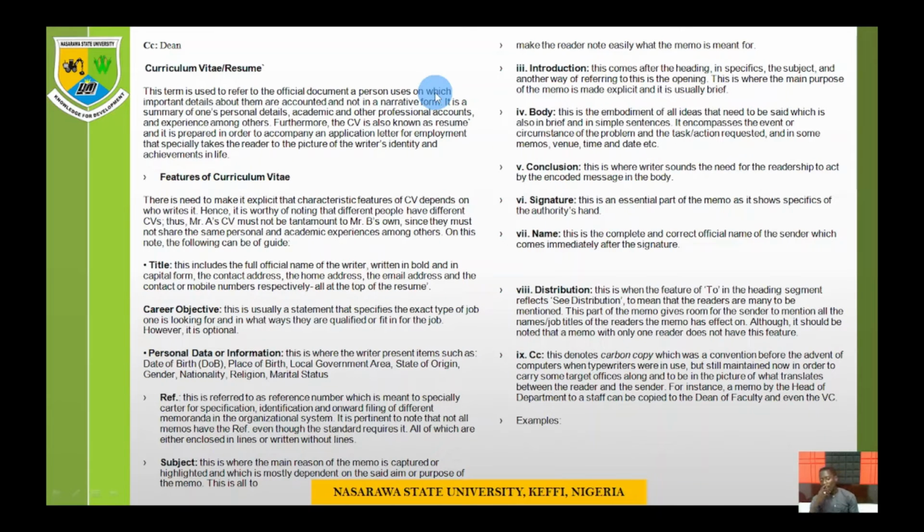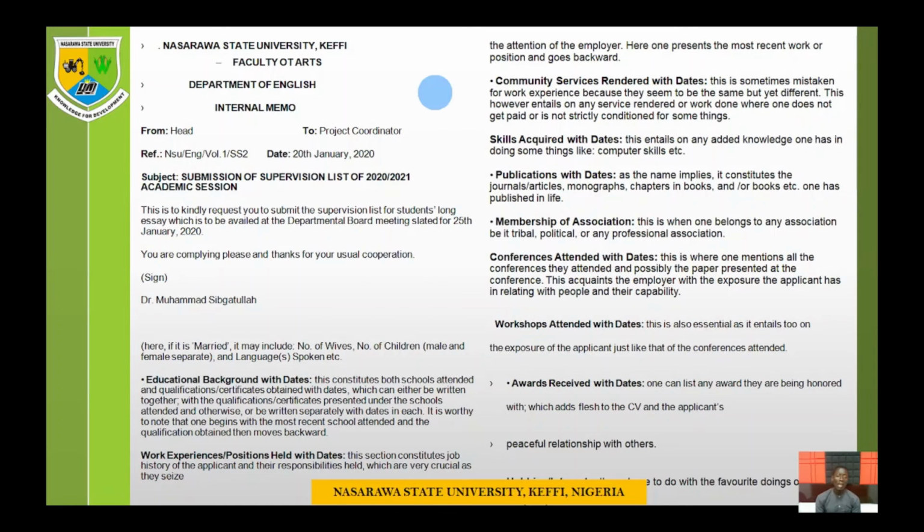So after personal data, the next thing is educational background with dates. This constitutes both schools attended and qualifications obtained with dates, which can either be written together with the qualifications or certificates or can be separately dealt with. It means when we say educational background with dates, we're referring to two things. One, the schools attended with dates, and two, qualifications or certificates obtained from the schools with dates.